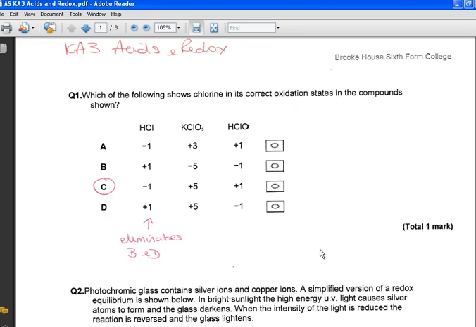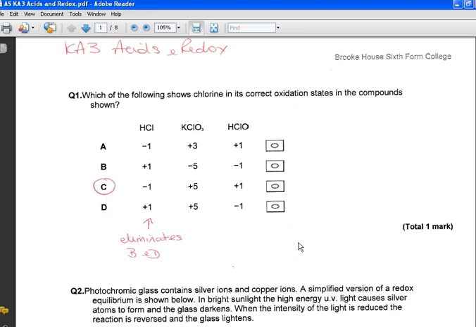Just going through the KA3 Acids and Redox, which I would like you to go through and look at your own paper and make corrections, but also obviously consider why you didn't get something right. That's the most important aspect of going through work like this. Okay, so let's start. Question 1.